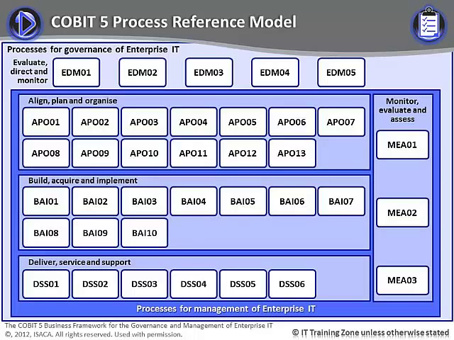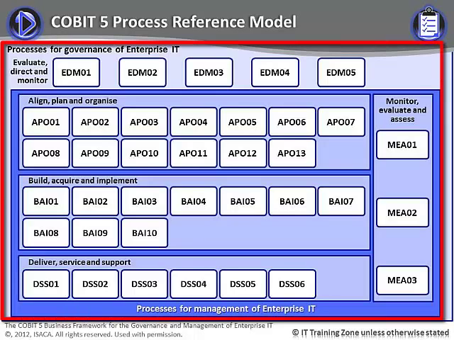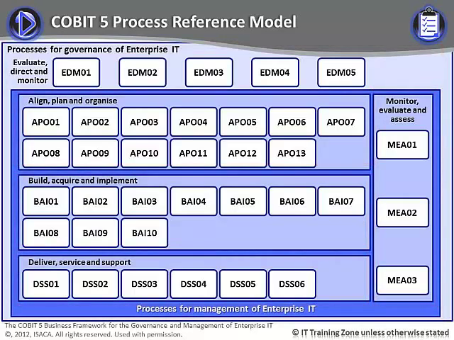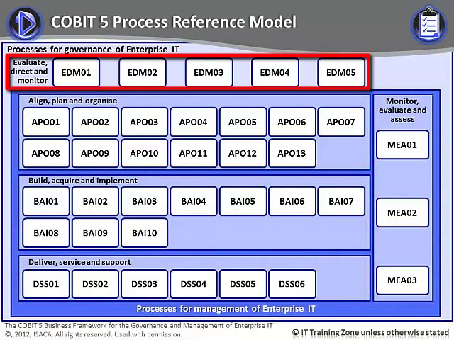In Lesson 6 of Module 2, you learned about the COBIT 5 reference model and were introduced to the 37 COBIT processes. They are shown in this figure. Remember that the processes are grouped into one governance domain and 4 management domains. The governance domain, Evaluate, Direct and Monitor, or EDM, contains 5 processes.